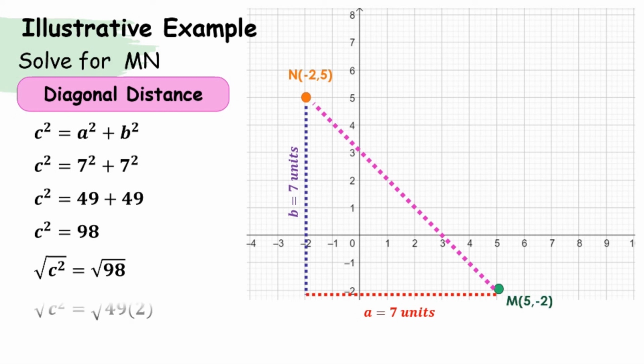Get the square root of both sides. Since 98 is not a perfect square, we're just going to simplify it. We're going to express it as the product of 49 times 2. Since 49 is a perfect square, we can get the square root of 49. And that will give us c is equal to 7 square root of 2. So MN is equal to 7 square root of 2 units.